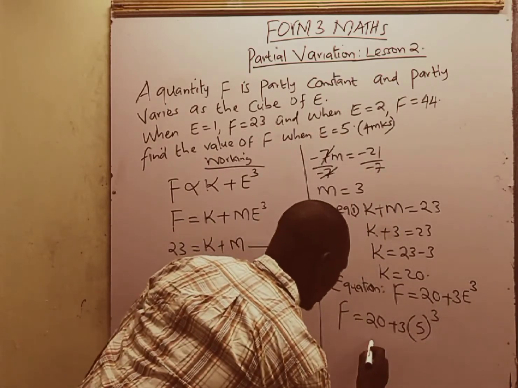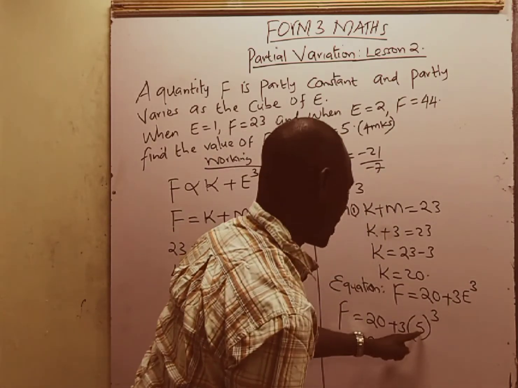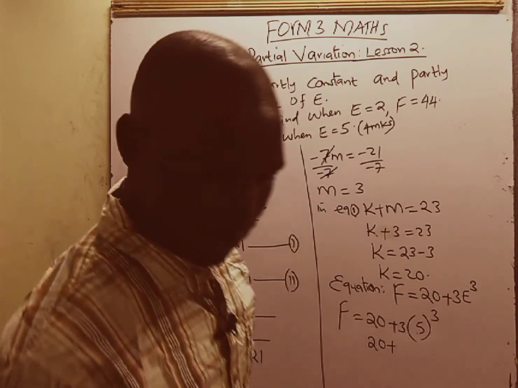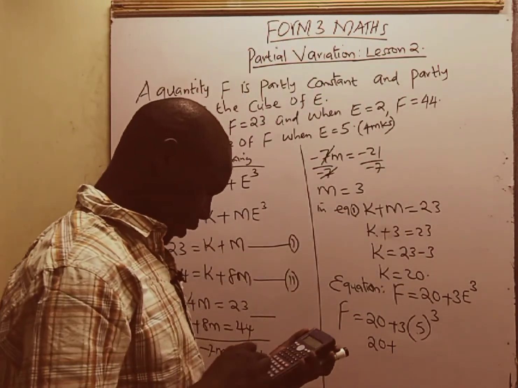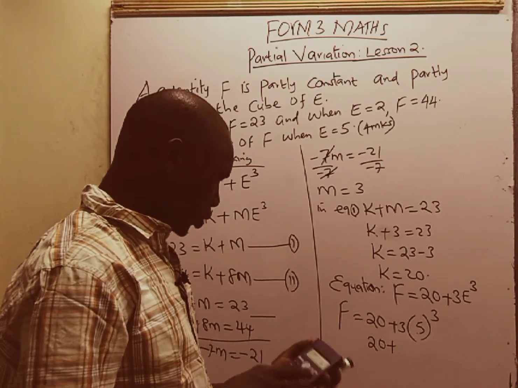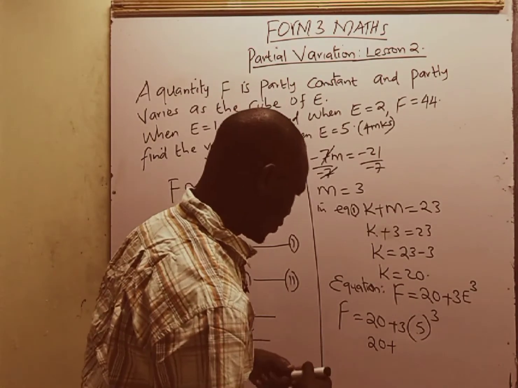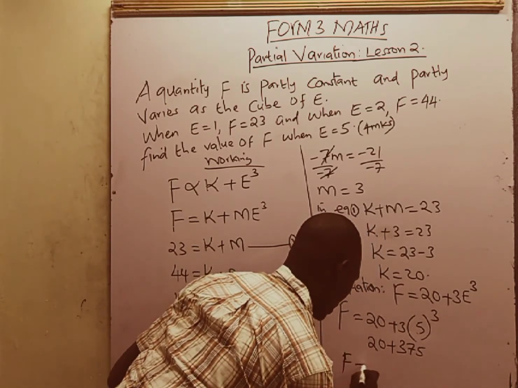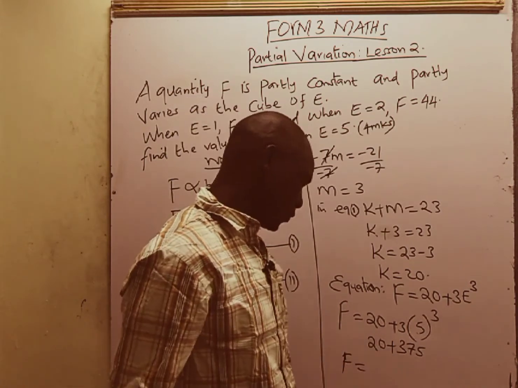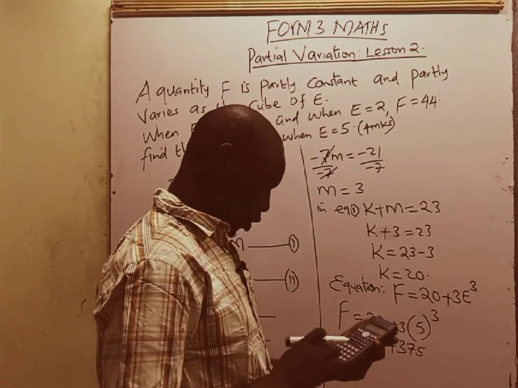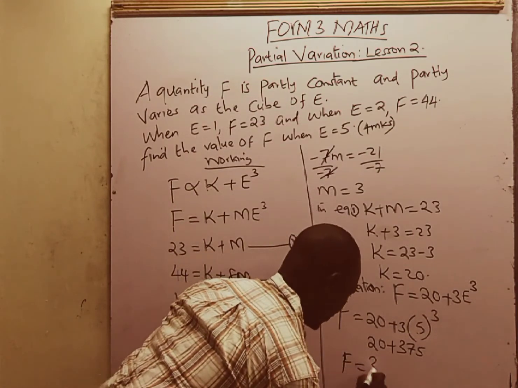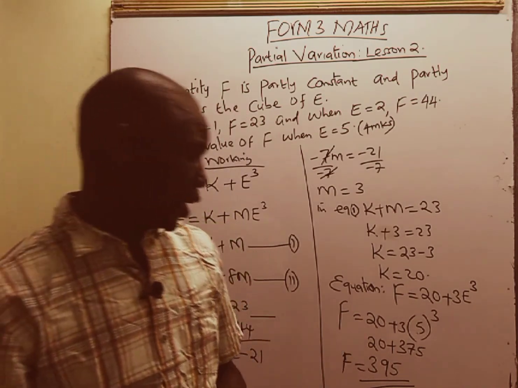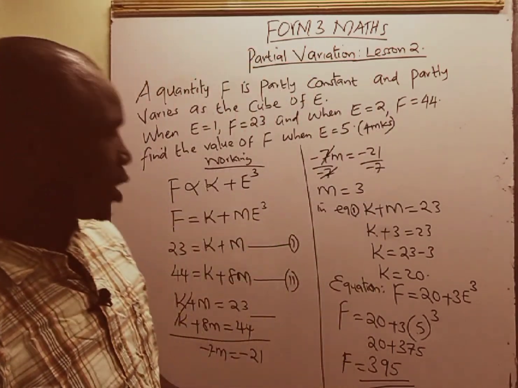From here, this one will be 20 plus, 5 cubed means 5 times 5 times 5, which is 125, and 125 times 3 is going to give us 375. So we are going to have 375. In this case, f is going to be 375 plus 20, which gives us 395. 395 is the value of f. And by so doing, you would have answered that question very well.